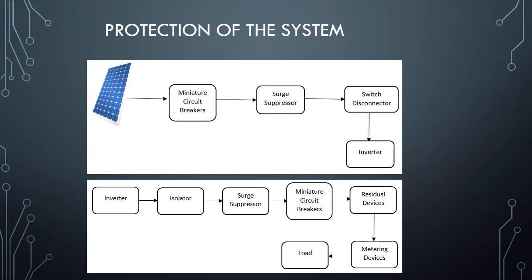And in the AC system, we're using an isolator followed by some surge suppressors and some miniature circuit breakers for this AC system as well. We're using some residual devices and metering devices to see whether the power transmission through the whole system is flowing appropriately, and finally the system is connected with the load.